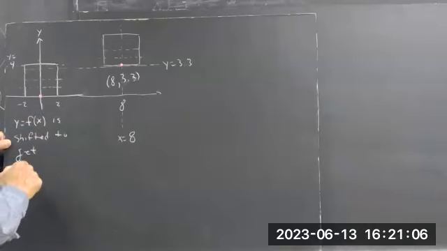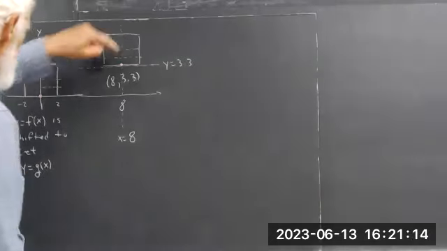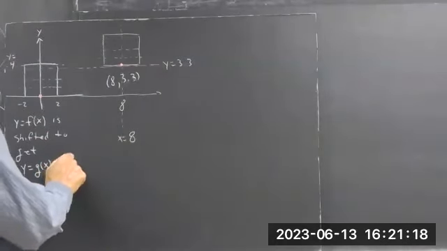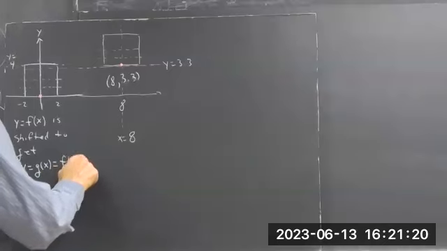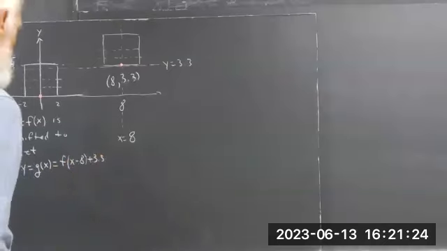y equals f of x is shifted to get y equals g of x over here, which equals f of (x minus 8) plus 3.3.